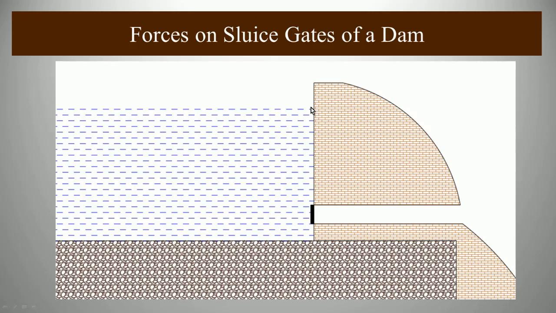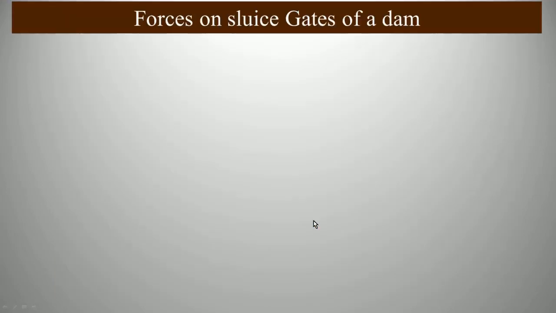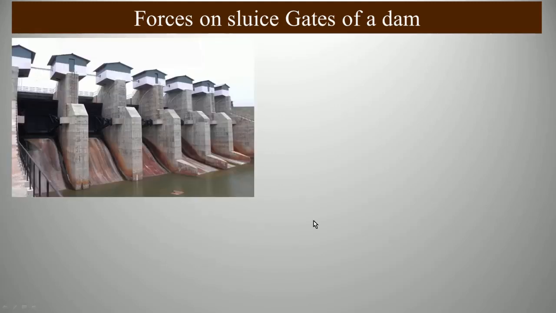Now to open these gates we have to use some mechanisms, and to design those mechanisms we need to understand what the forces acting on these gates are. Different mechanisms can be used. Either we can use a motor here. This is a dam in Sri Lanka, and here you can see a sluice gate. We can use some mechanism to open up this gate and the water flows.